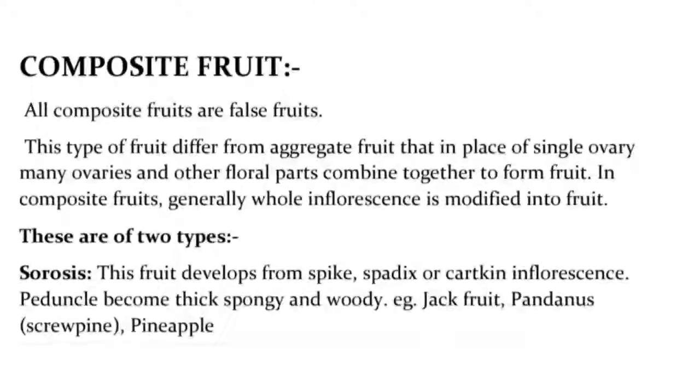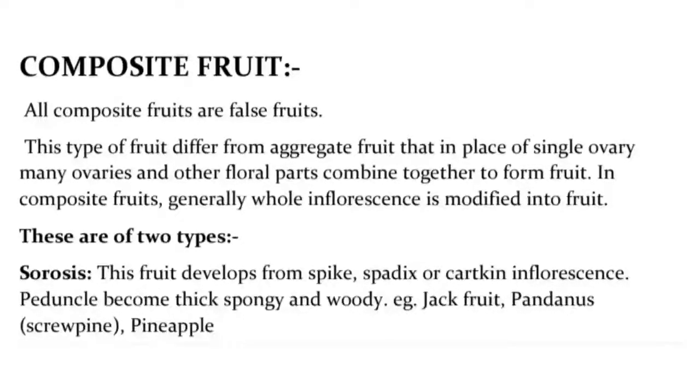Composite fruit. All composite fruits are false fruits. This type of fruit differs from aggregate fruit in that in place of a single ovary, many ovaries and other floral parts combine together to form the fruit. In composite fruits, generally the whole inflorescence is modified into fruit. These are of two types.